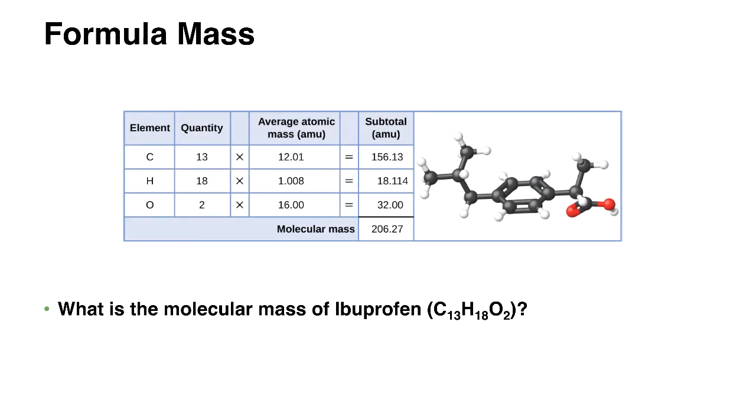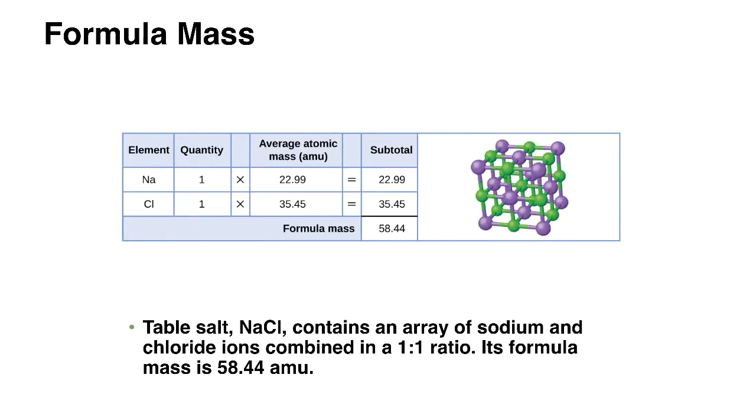Okay, here's the table that shows how you calculate that. 13 times 12.01 is 156.13. 18 times 1.008 is 18.114. And 2 times 16 is 32. And then you add those 3 up and you get 206.27 AMU.